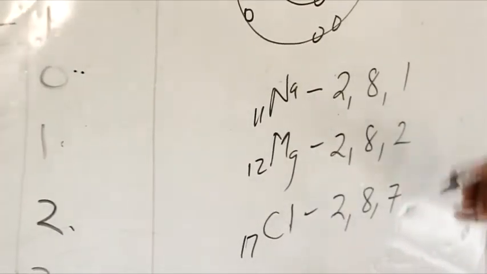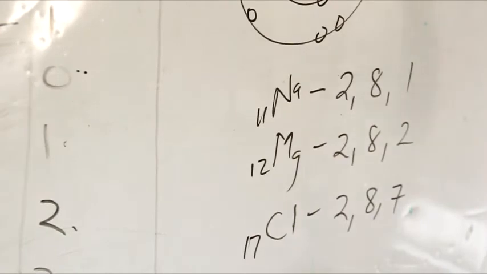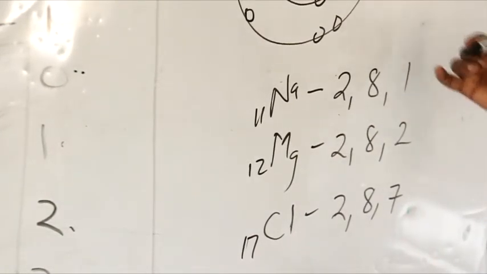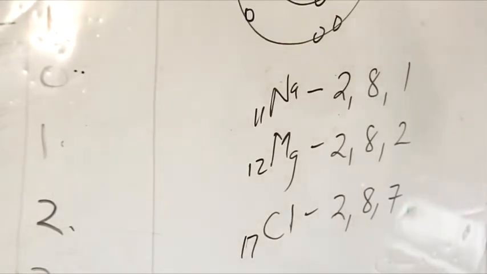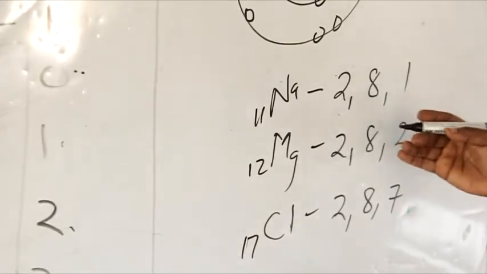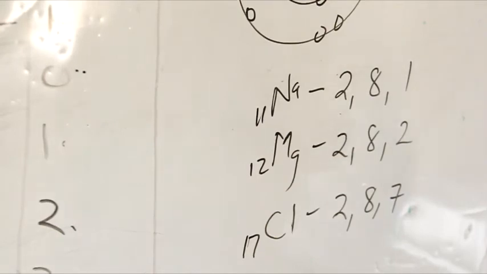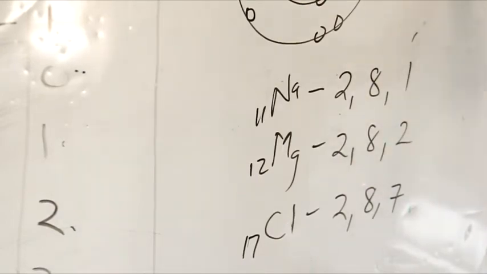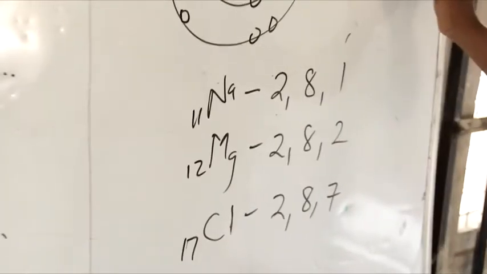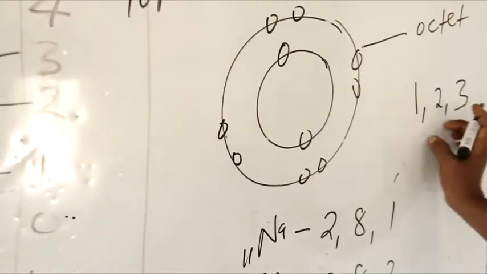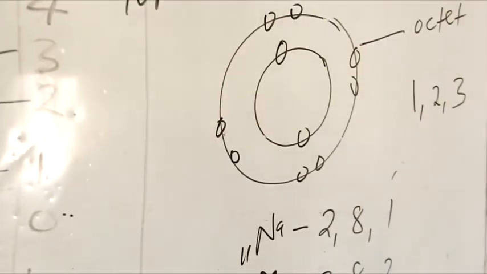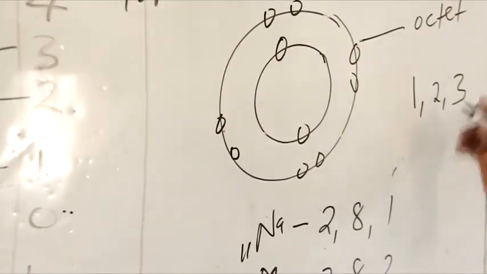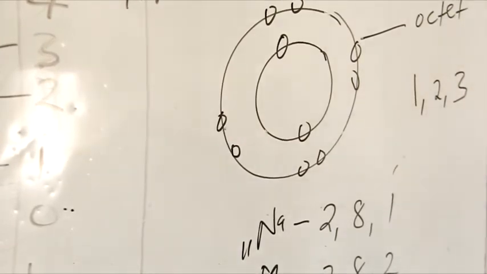Now, each of these elements tends to attain stability. By stability, the element will fall back to the element before it, or will climb up to the element after it. Elements that have their outermost shell ending at 1, 2, or 3 tend to give out the number of electrons in their outermost shell, and the number of electrons they give out denotes their valency.